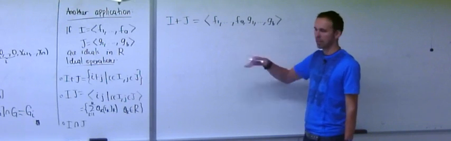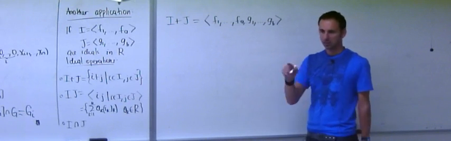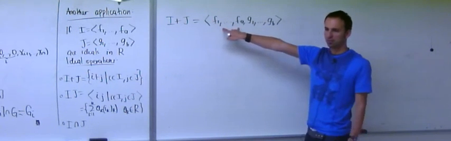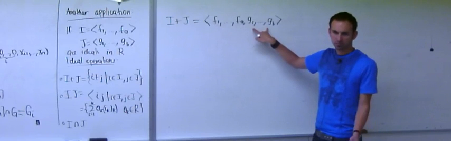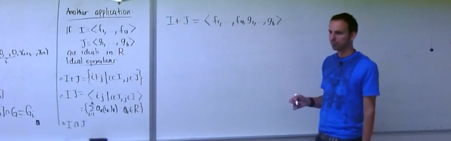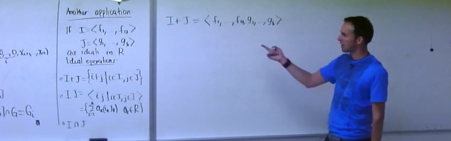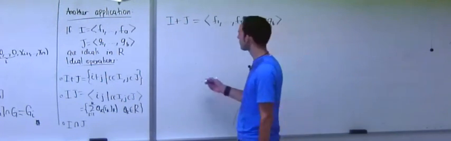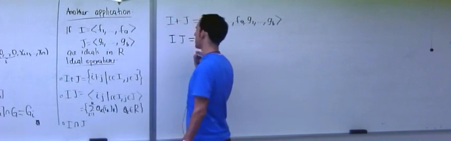Because if I have an element of I plus J, let's call it little i plus little j, then you just use these guys to generate little i, use these guys to generate little j, and then add. So adding ideals is easy computationally. Okay. What about IJ?